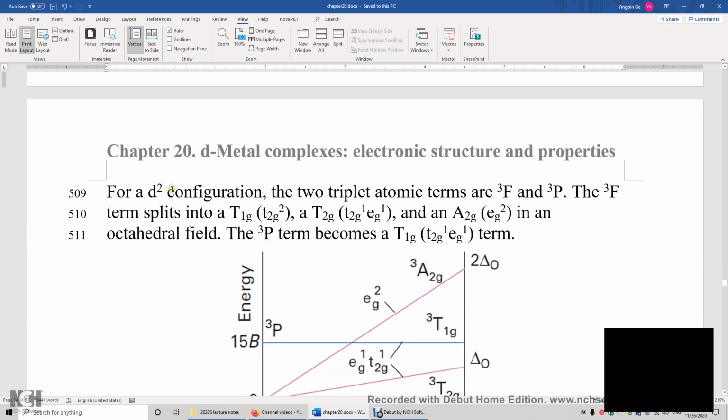Now let's look at d2 electron configuration. Now we have a group of 2 electrons. And there are 5 atomic terms, S, P, D, F, G, with spin multiplicity 1, 3, 1, 3, 1. Let's look at the ground term. It's 3F. And then we can observe electronic transition from 3F to 3P, but not to any other singlet spin state. So just 3F to 3P. 3F to 1S is forbidden. 3F to 1D is forbidden. 3F to 1G is also forbidden.